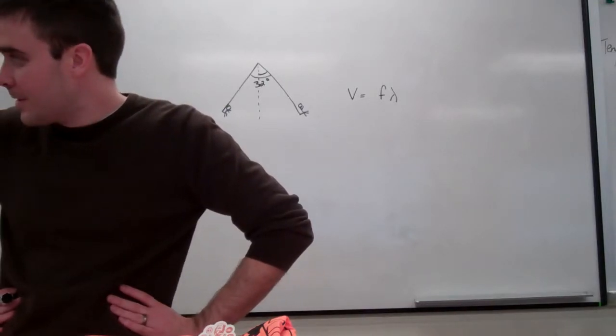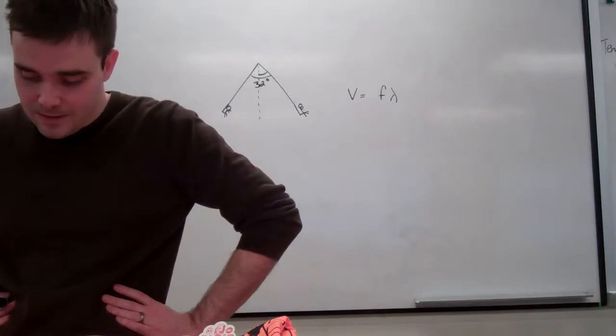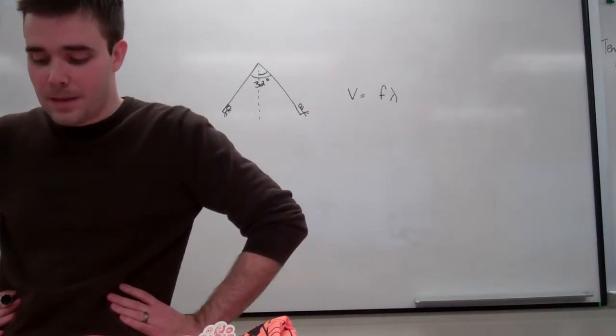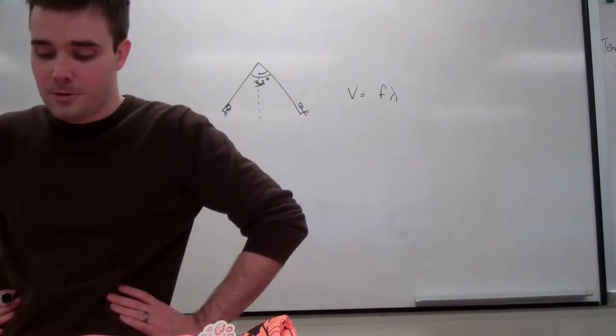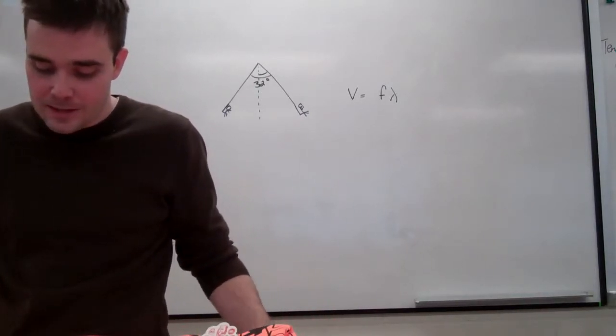What does the answer say? Number 10, the answer says D. That's not right. I think it's supposed to be L is equal to 3 meters, and it's supposed to be 2/3. We're just going to skip it because, like I said, it doesn't make any sense.